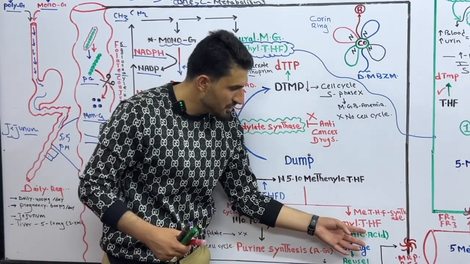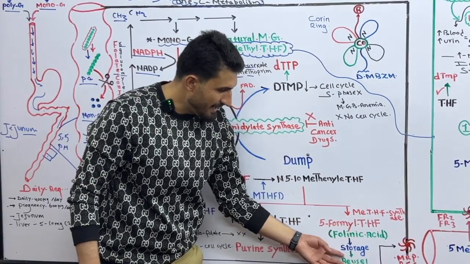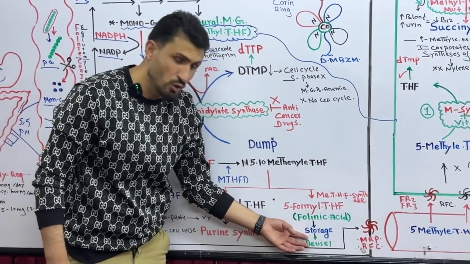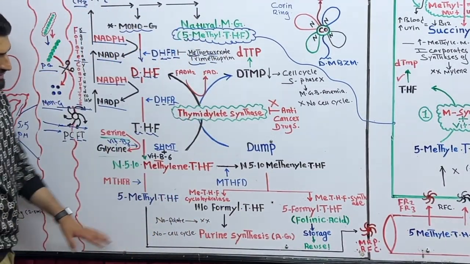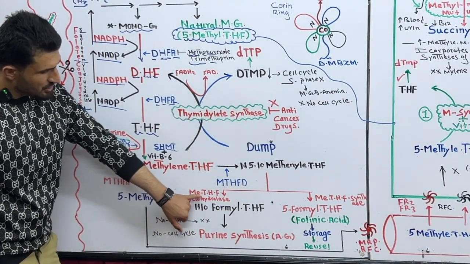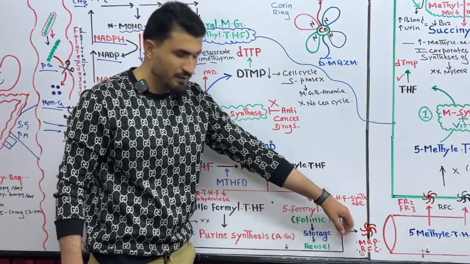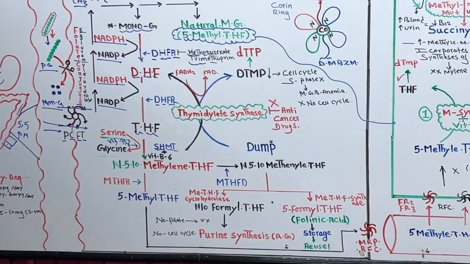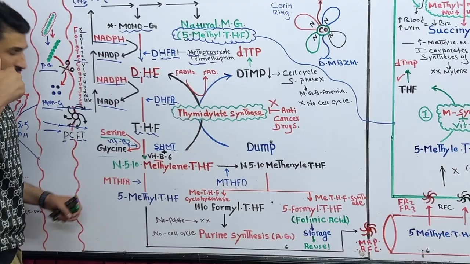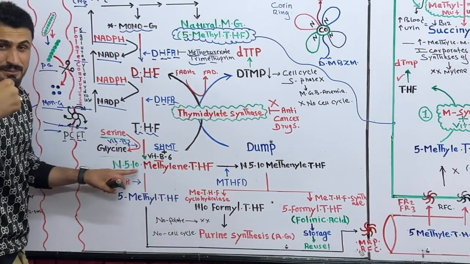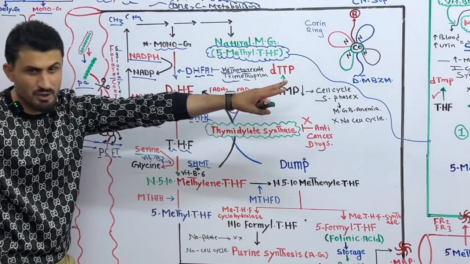And 5-formyl tetrahydrofolate is also called folinic acid, and it is stored in our body, and we can reuse it. Okay, so the enzyme here is called methenyl tetrahydrofolate cyclohydrolase, and here it's called methenyl tetrahydrofolate synthase. Got it? Now come here. This step is also very important. One way we can change N5,N10-methylene tetrahydrofolate to 5-methyl tetrahydrofolate, which is transportable, and we will talk about it.